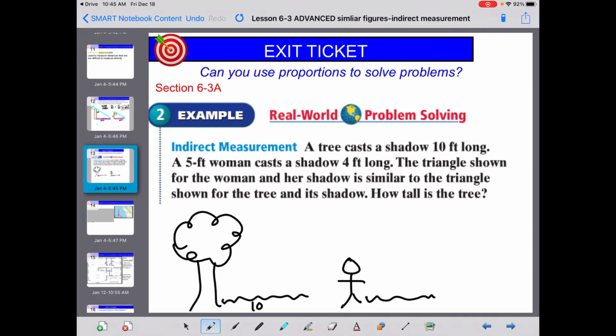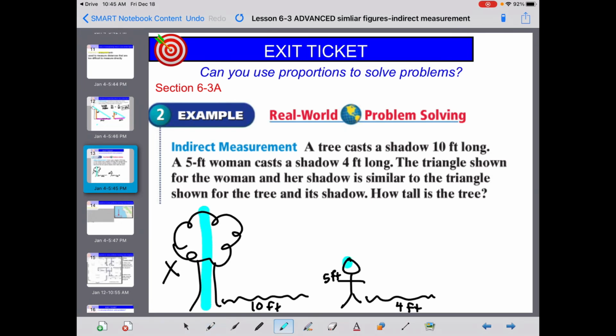Okay, so a tree casts a shadow that is 10 feet long, so label it 10 feet. A 5-foot tall woman casts a shadow that is 4 feet long. The triangle shown for the woman and her shadow is similar to the triangle shown for the tree and its shadow. How tall is the tree?